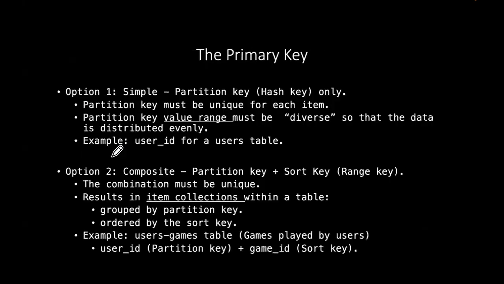And again, if I go back now, it results in item collections within a table. The item collections are grouped by partition key, they're grouped by customer ID, and they're ordered by the sort key. They're ordered by the order ID in our case, in our example. Okay, this is just another example, but I think the order example is probably the easier one to relate to.